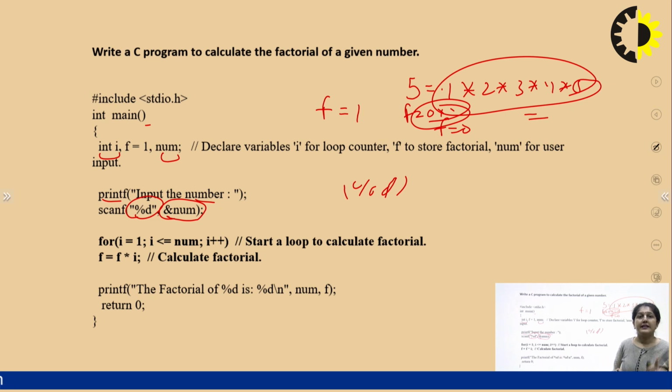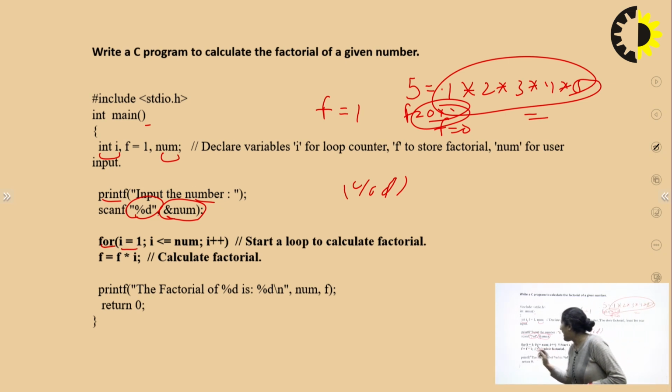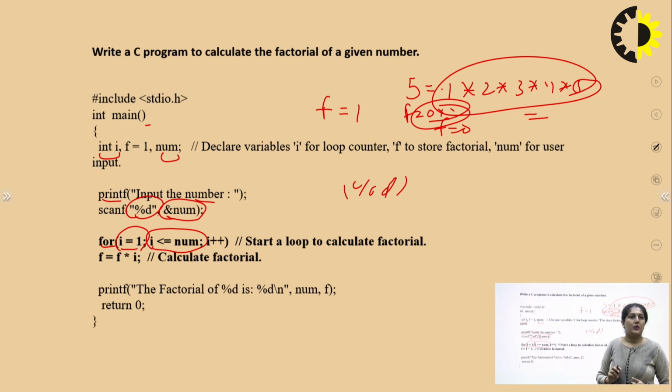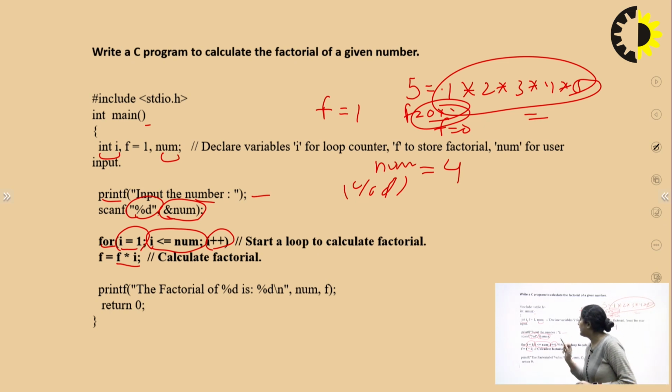We will be checking the condition. For int i is equal to 1, this is initialization. We have taken int i here. Then i is less than equal to num, and i plus plus. This is the start of the loop for the factorial. If the condition is true, then f is equal to f into i. So let us see the output, let us take 4. We have num is equal to 4. From the user, we want to find the factorial of 4.